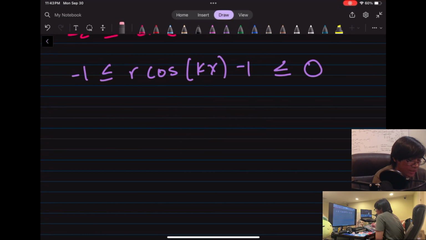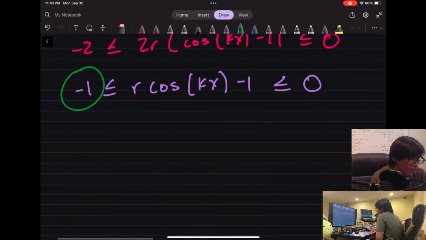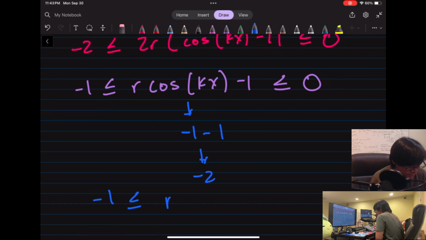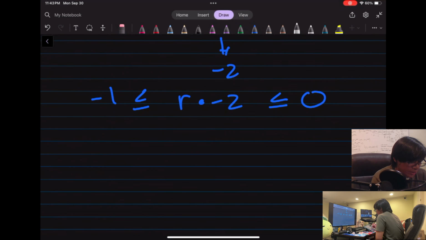Well, remember that we also have this left-hand side here. Again, r is what we're solving for. So if we simplify our cosine kx as the worst possible scenario, remember that is negative 1. Well, negative 1 minus 1, that is negative 2. So if we come down and simplify even further, we have r times negative 2. Remember, the right-hand side's not really a problem here, so we'll focus right here.